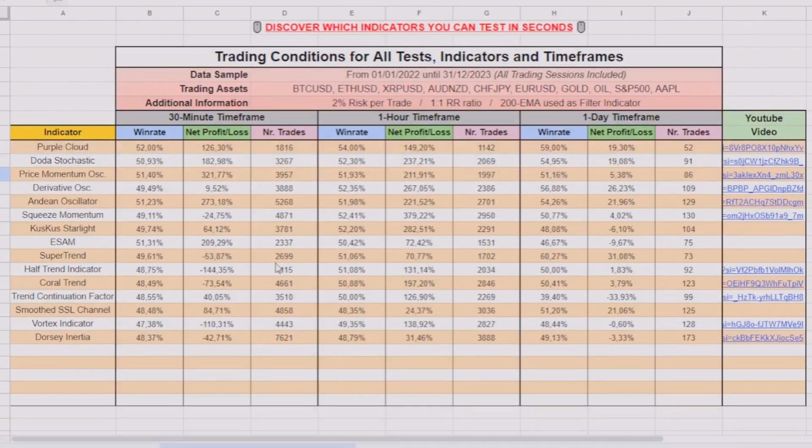In our ranking sheet, I believe the ESAM indicator's fair place is here. And so, the purple cloud will continue to be our top indicator tested so far, followed by the Doro Stochastic and the Price Momentum Oscillator, whose corresponding videos you can find here.